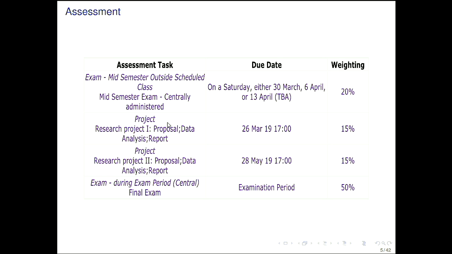We will have two research projects, each with 15% of weight. Here, I wrote down the due date, 26th of March by 5 p.m. And the second one, due date is 28th of May, which is literally the very last week. The due time is the same, 5 p.m.